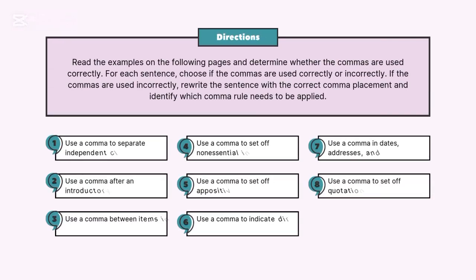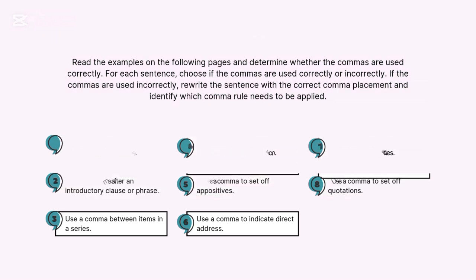Directions. Use the commas on the following pages and determine whether the commas are used correctly. For each sentence, choose if the commas are used correctly or incorrectly. If the commas are used incorrectly, rewrite the sentence with the correct comma placement and identify the rule.